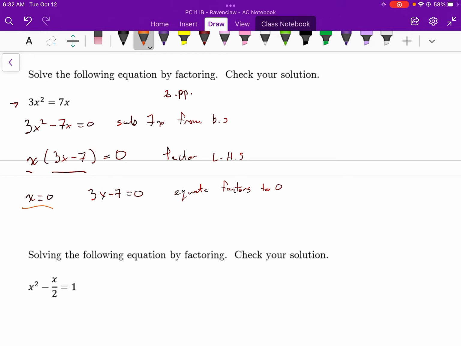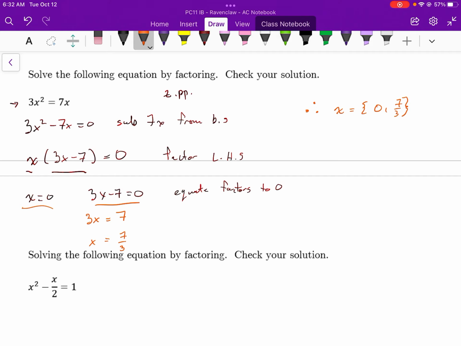The next one is going to take a little bit of work, but not much. So if 3x minus 7 is equal to 0, I'm going to solve this very simple linear equation. I'm going to add 7 to both sides. If 3x is equal to 7, I'm just going to simply divide both sides by 3. Therefore, I have solutions at x is equal to 0 and 7/3.